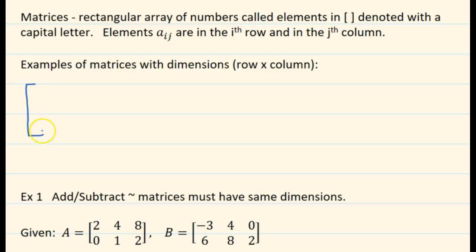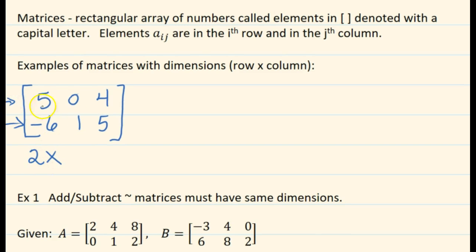Let's take a look at some more. Another example of a matrix might be 5, 0, 4, negative 6, 1, 5. We can see that this one has 2 rows and 3 columns. Notice also that the number of elements inside of our matrix is equal to the multiplication of rows and columns. So this one has 6 elements. Remember, elements are those numbers on the inside.